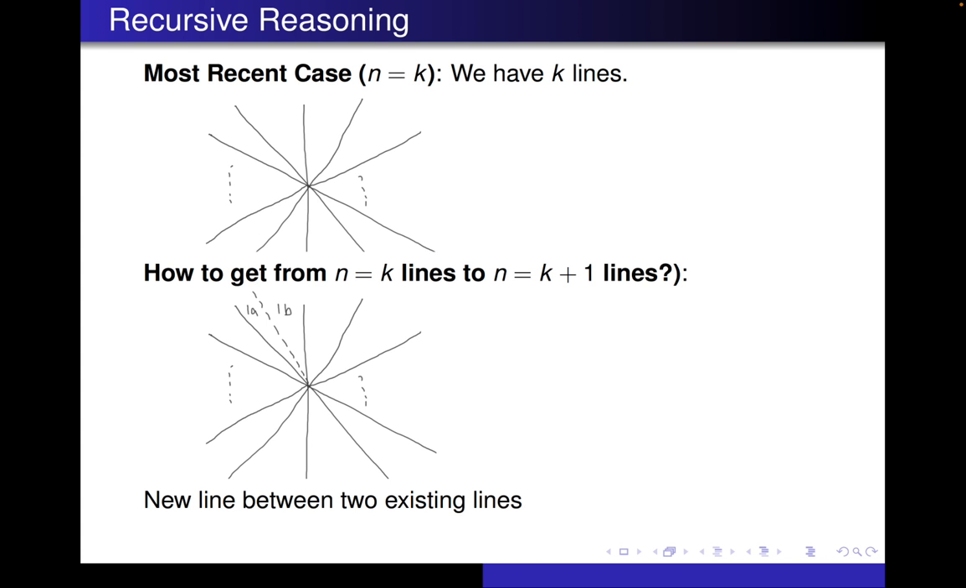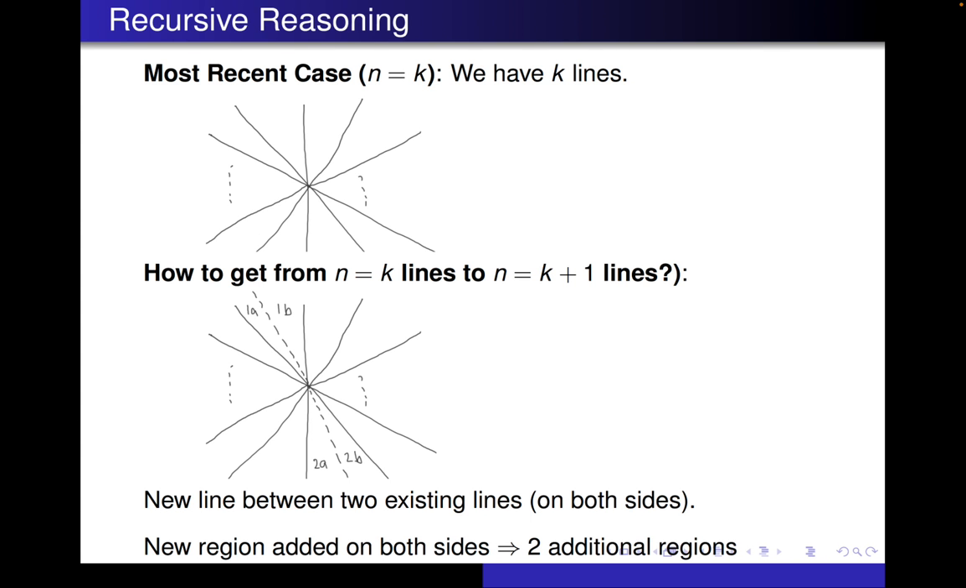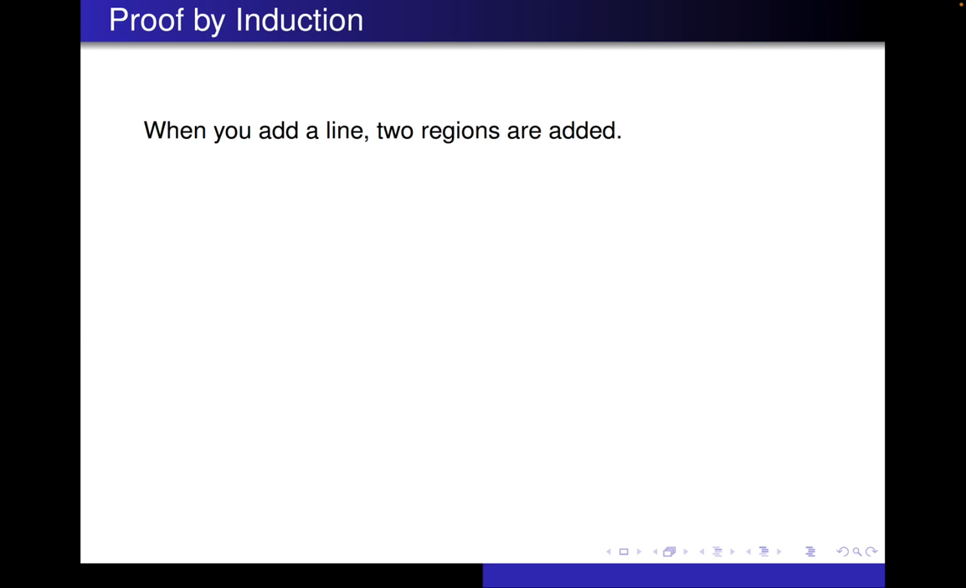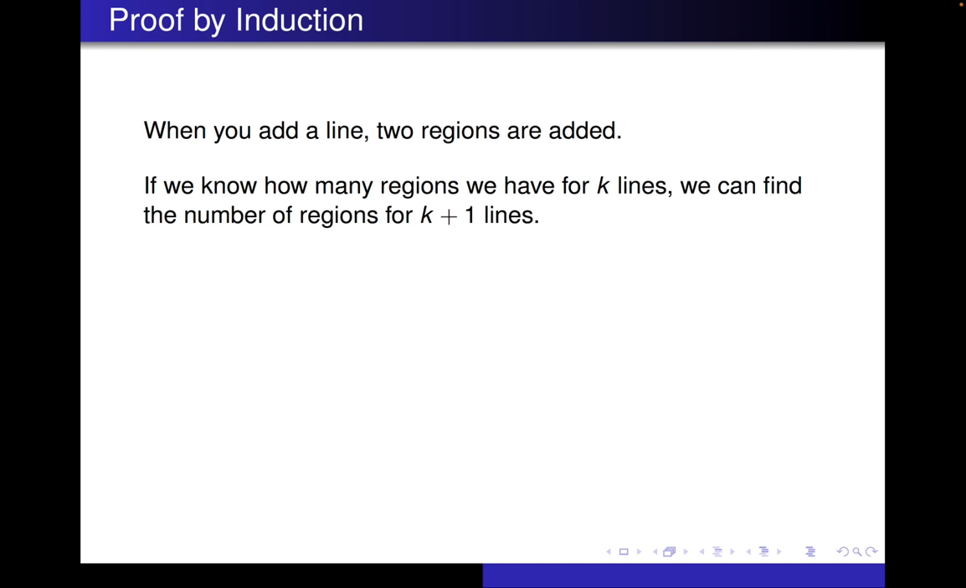And when we do that, that one region, again, just like before, gets split into 2 regions. And when we continue it on the other side of the point of intersection, that splits that region into 2 regions. So once again, a new region is added on both sides. We add 2 additional regions, and that means every time we add a line, we add 2 regions to the total. Which means that if we know how many regions we have for k lines, we can figure out how many regions we have for k plus 1 lines simply by adding 2.